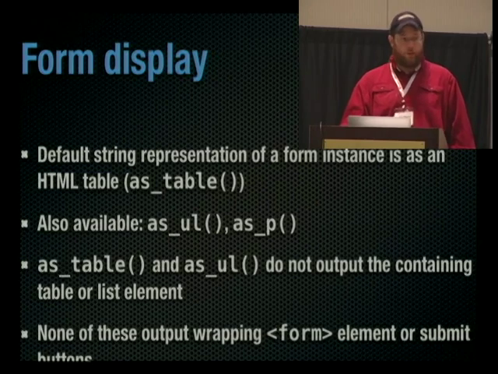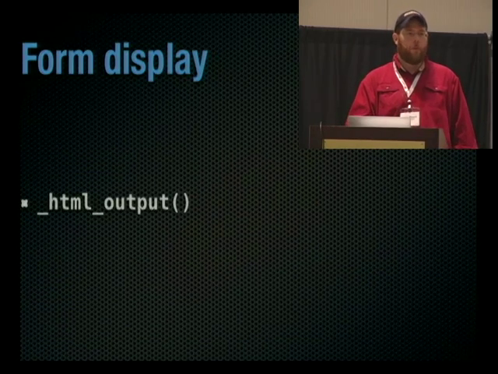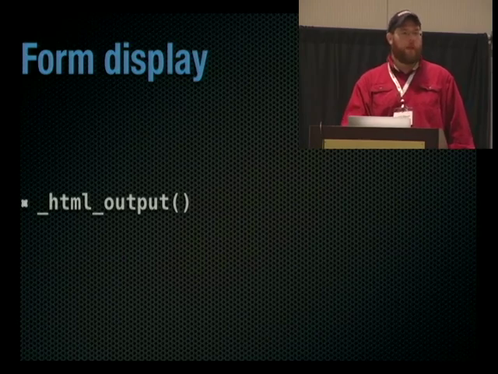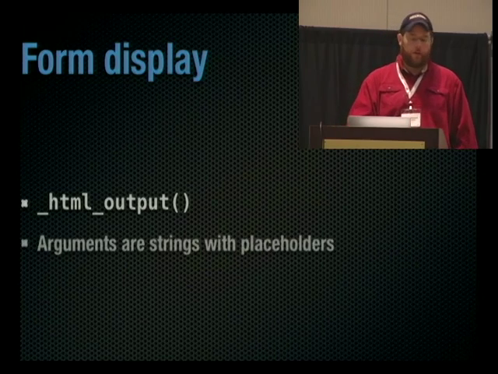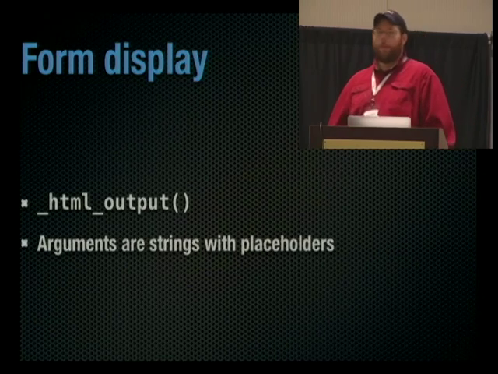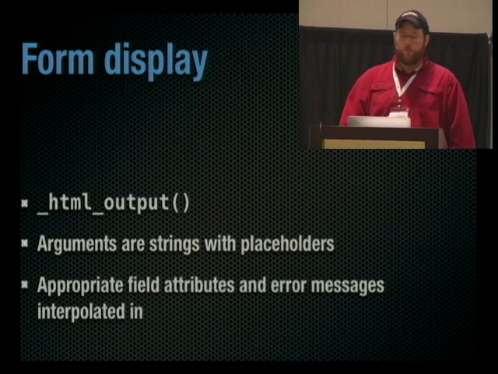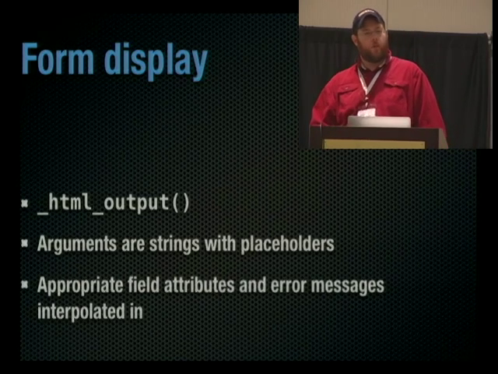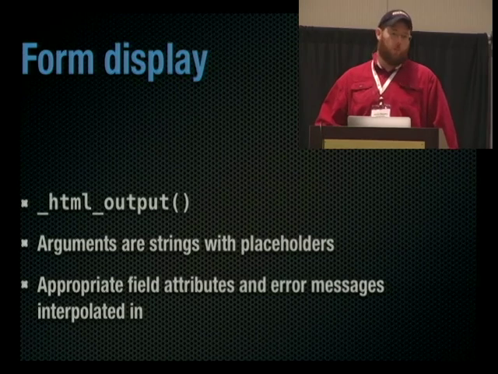So if you are writing and displaying forms, be aware of that. The fun part of form display, though, is this method called HTML output. This is a private method. It's undocumented API, so it's not necessarily guaranteed to be stable, but basically it just takes a whole bunch of strings with placeholders. Field attributes and error messages get interpolated into this, and this is the method that bit by bit builds up the HTML of the form.